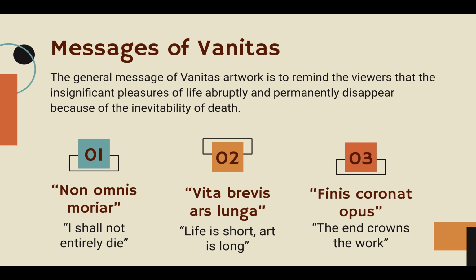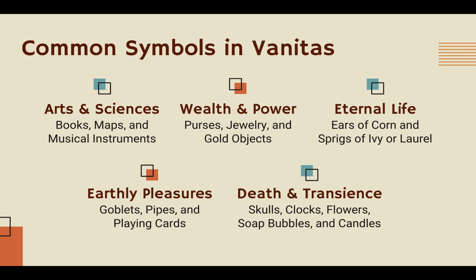On this slide, I included mottos that some Vanitas artists used for their paintings. Some common symbolism in Vanitas paintings includes arts and sciences, wealth and power, eternal life, earthly pleasures, and death and transience. The most important symbols among these are eternal life, earthly pleasures, and death and transience. These symbols remind us that our body is constantly decaying and we will eventually die.